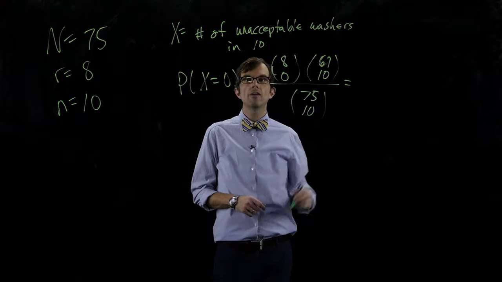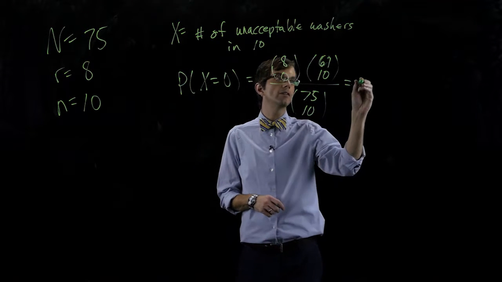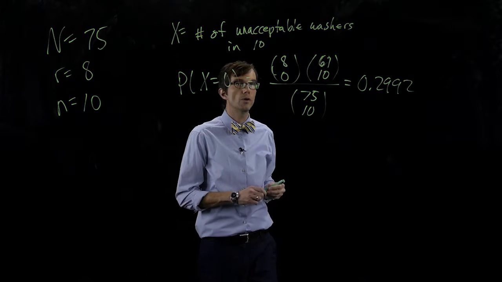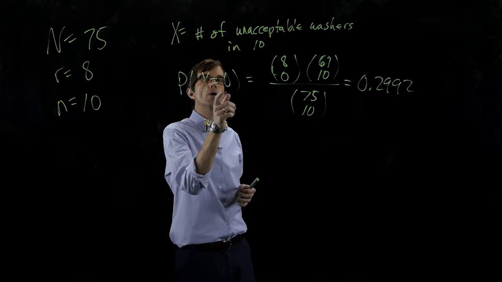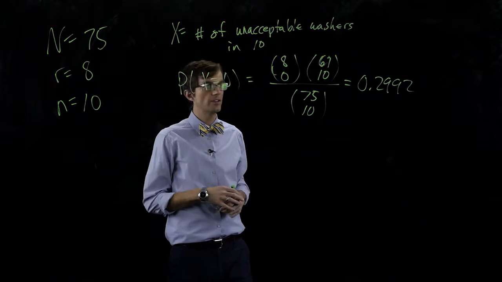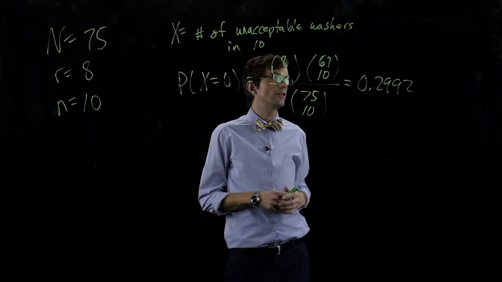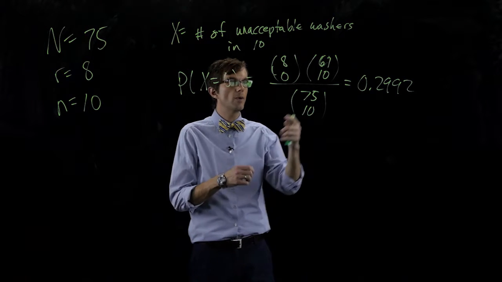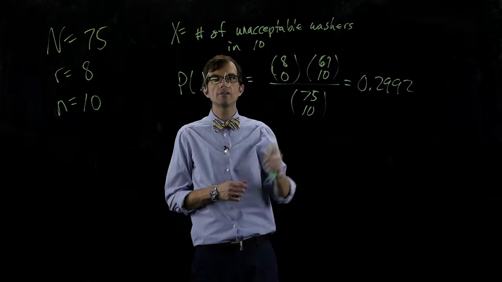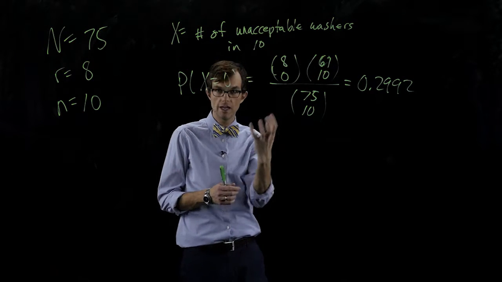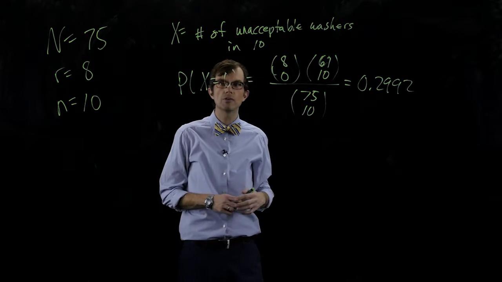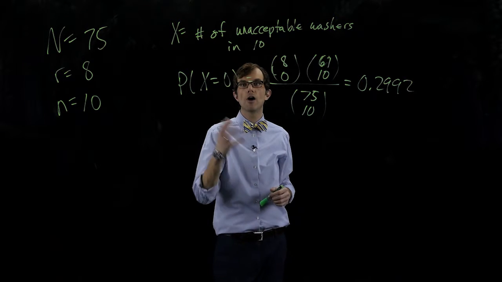And if we work that out, we get 0.2992. So what's the probability that we see no unacceptable washers in our sample of size 10? 0.2992. That is roughly 30% of the time, if we choose a batch of size 75, we pull 10 from that, we're going to see no unacceptable washers about 30% of the time. So let's move on to another example.